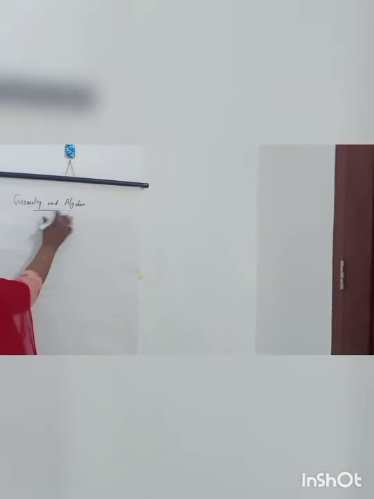Chapter: Geometry and Algebra. Do you know what geometry and algebra is? In this chapter, we are discussing the relationship between geometry and algebra, how we can represent a geometrical object algebraically. For example, how we can represent a line using algebra, and also how we can represent a circle using algebra. That we are discussing here.